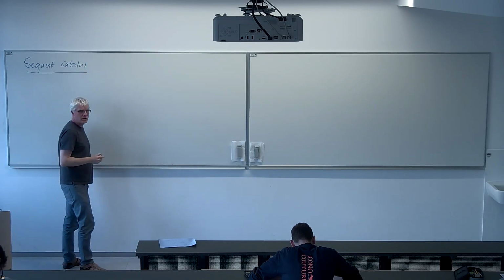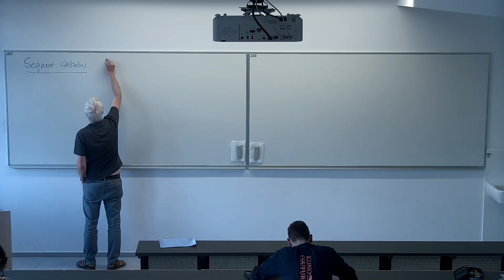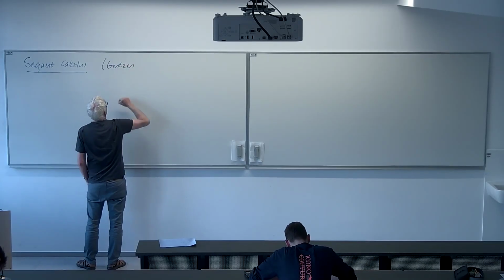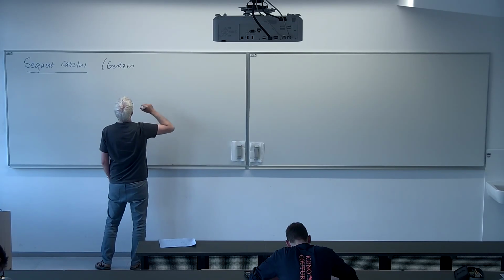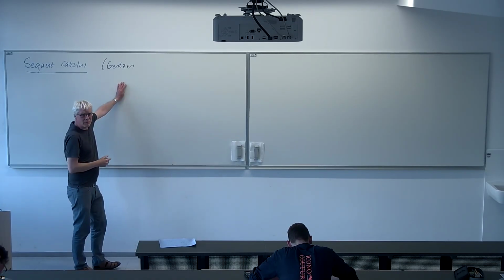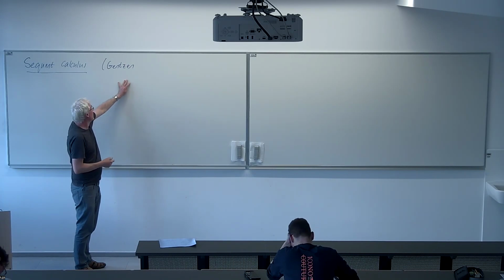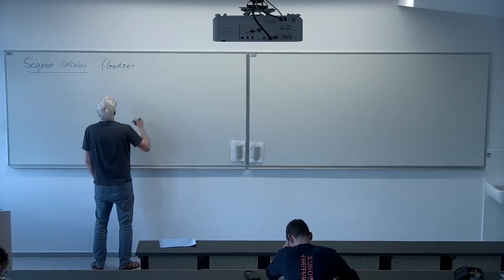And this was due to Gerhard Gentzen from the mid-1930s. Around the time Gödel was proving his results, Gentzen was developing his approach to proof systems for logic.